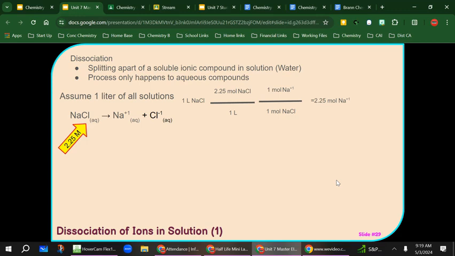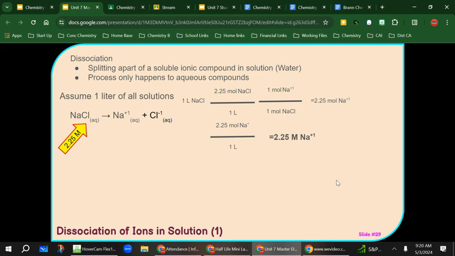If this was in 1 liter, what are these in? No. They're still in that same amount of solution. All they have done is broken apart in the solution into the ions that make them up. So, what would be the molarity of the sodium ion? We take the 2.25 moles of sodium divided by 1 liter. Molarity is 2.25. The molarity did not change. Why? Because it's a 1-to-1 ratio.